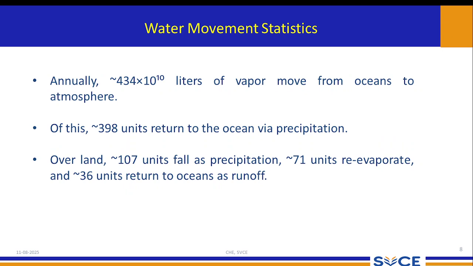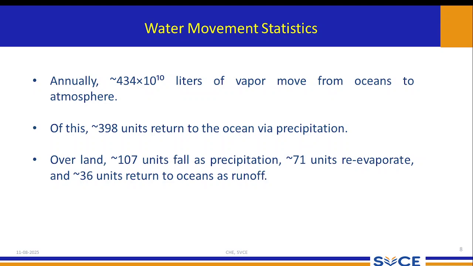Annually, 434 into 10 power 10 liters of vapor move from ocean to atmosphere. That is the amount of vapor moving from the ocean to the atmosphere. Of this, 398 units return to the ocean via precipitation. Over land, 107 units fall as precipitation. Approximately 71 units re-evaporate and 36 units return to the ocean as runoff.